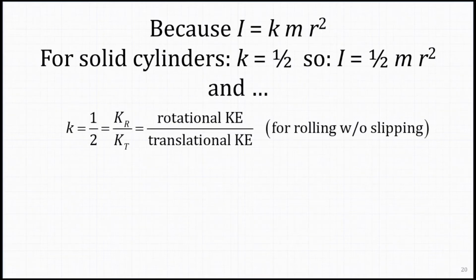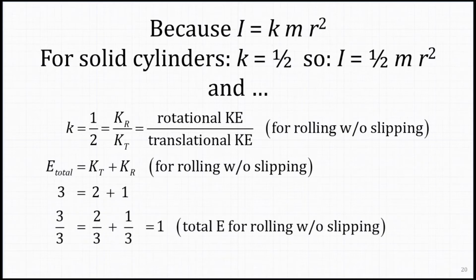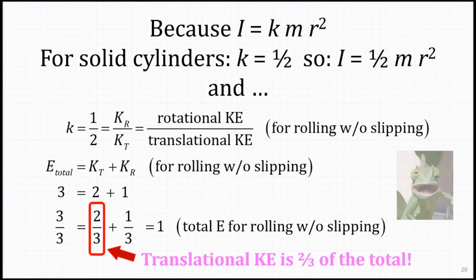And k is also the ratio of rotational kinetic energy to translational kinetic energy for things that are rolling without slipping. When I put this into the energy equation, I see that there's a 2-to-1 ratio in our kinetic energies for a total of 3. If I normalize that by dividing everything by 3, I see that translational kinetic energy is 2/3 of the total. Yeah, it's incredible.